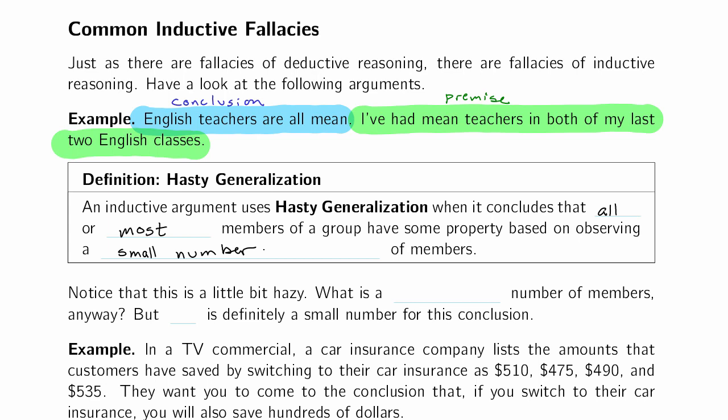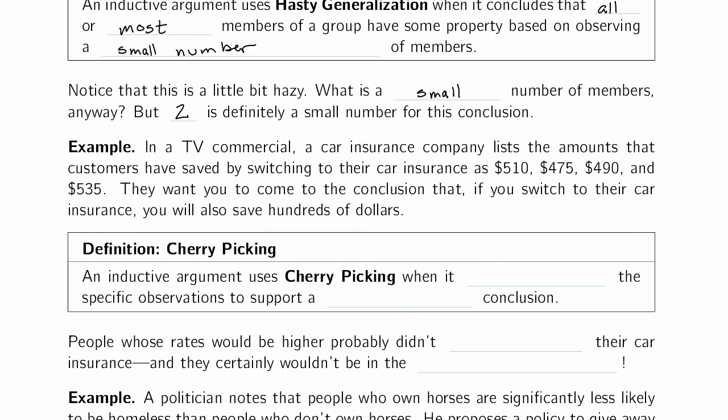Notice that this is a little bit hazy. Just what does it mean to have a small number of members of a group observed anyway? But I think that we can agree that 2 is a small number. If you have 2 mean English teachers, that's probably not a sign that all of them are mean. Okay, so hasty generalization is one common inductive fallacy, coming to a very broad conclusion based on a very small number of observations. Here's another example.